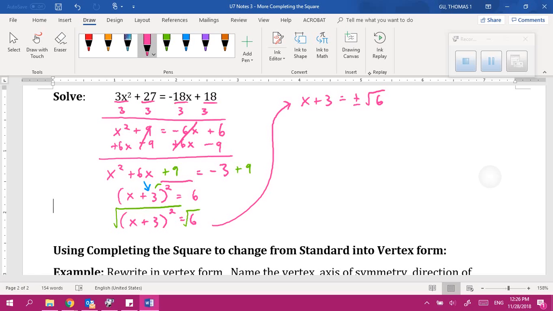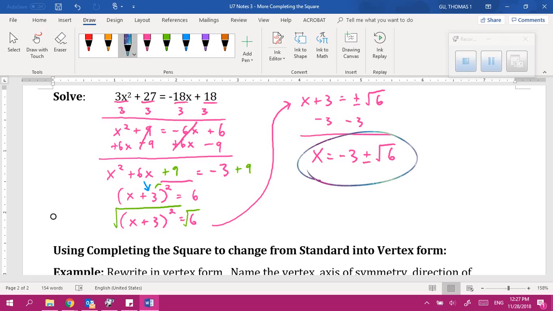Subtract the 3. So my final answer is? X equals negative 3 plus or minus the square root of 6. And there it is. Very good.